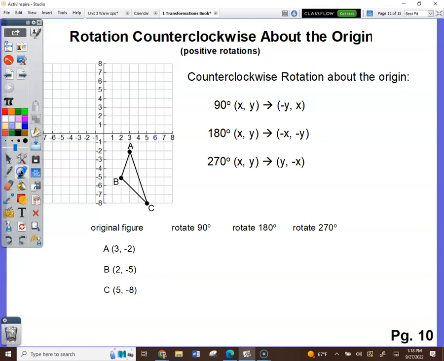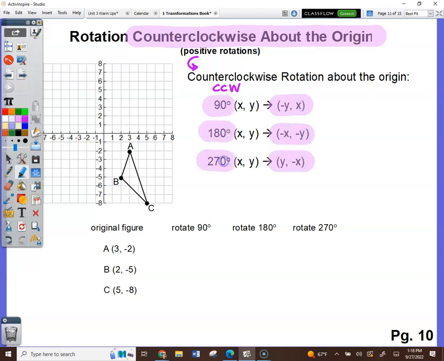This is the exact same concept, but this time we are going counterclockwise, which means always think of clockwise, then go the opposite direction. High noon to the right is clockwise, so high noon to the left would be counterclockwise. So this is going to go this way. We will abbreviate counterclockwise with CCW. The rules for rotating counterclockwise are right here, and that's for 90, 180, and 270.